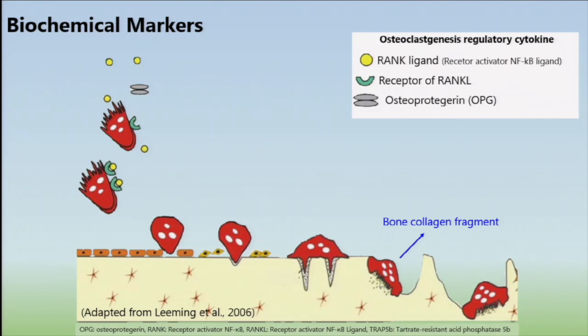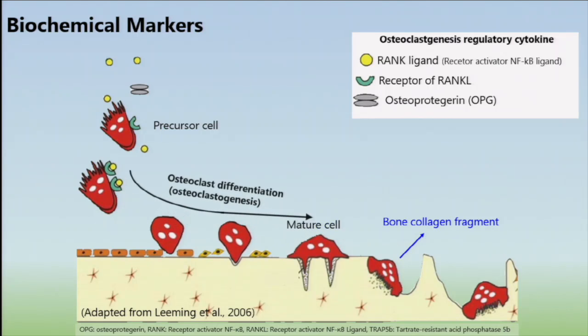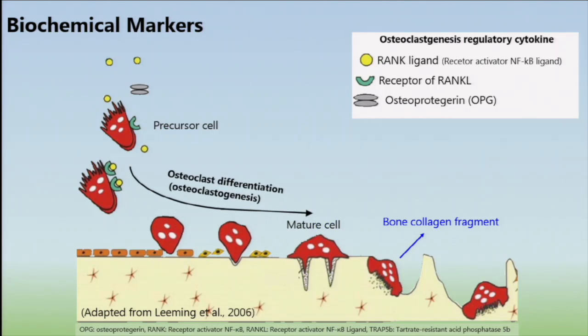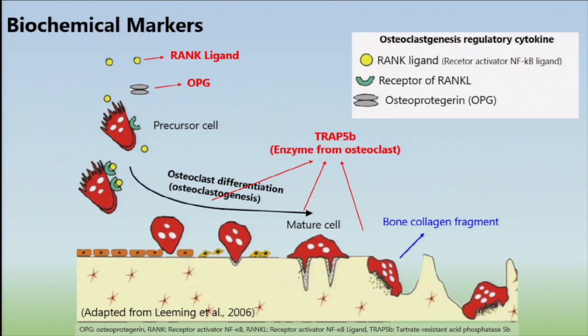This is a schematic presentation of osteoclastogenesis. Osteoclastogenesis is the osteoclast cell differentiation. Osteoclast cell is regulated by these cytokines, RANK ligand and its receptor, also osteoprotegerin called OPG. TRAP5B is an enzyme produced from osteoclast cells.